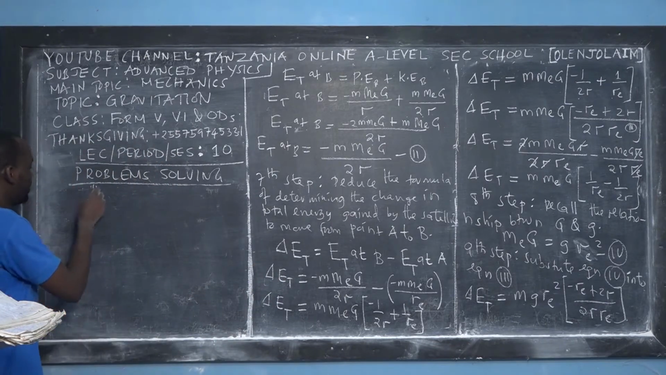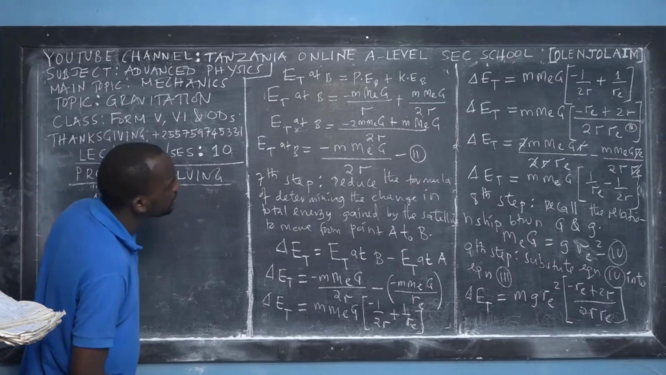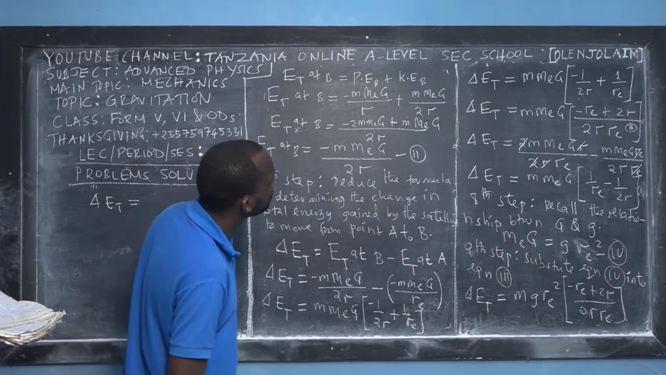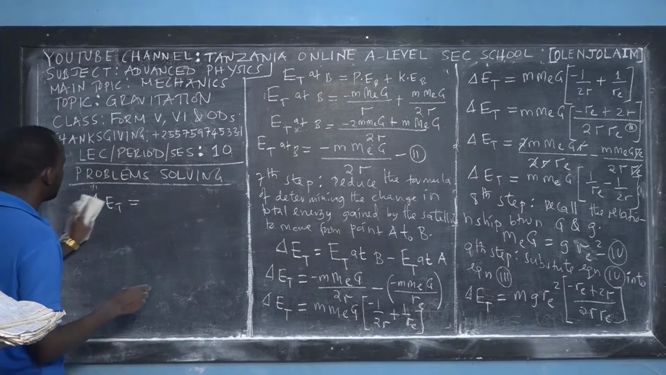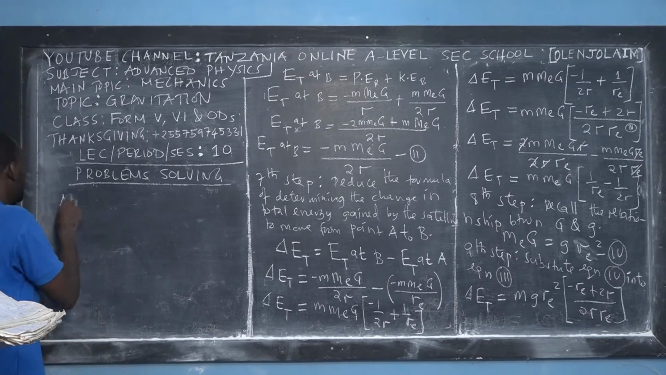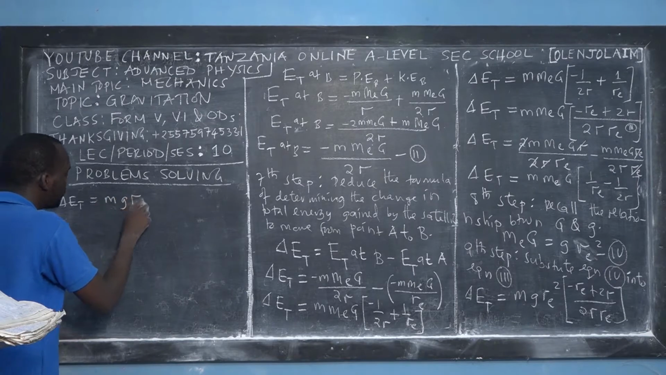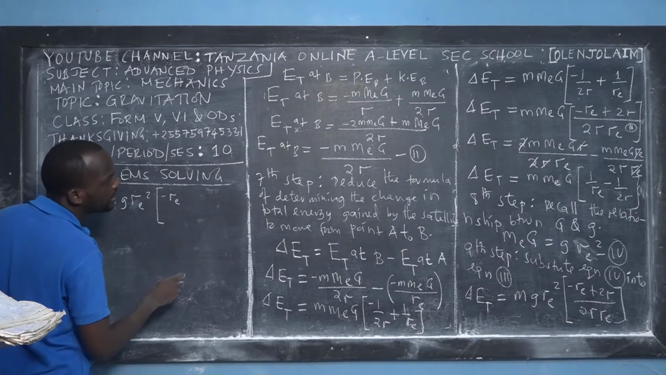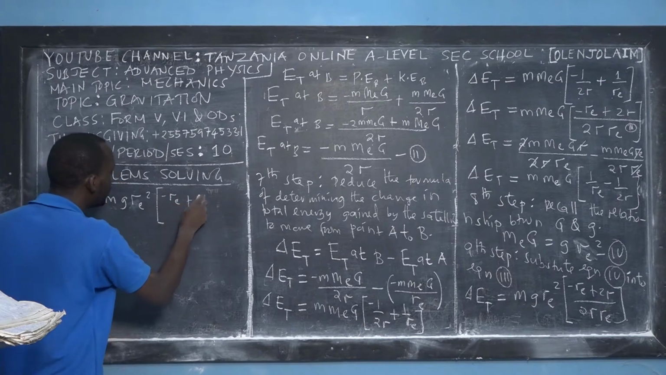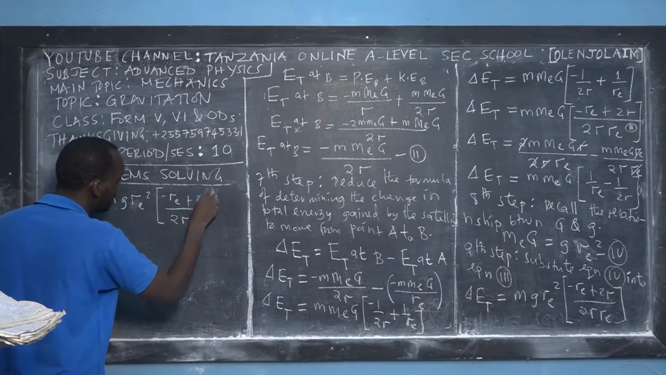Okay, so we say that change in total energy is equal to what? For that case, is there a negative? No negative 2, so there we have 2, okay, fine. So let me copy it. Change in total energy between the 2 points is equal to mass of the satellite times acceleration due to gravity, radius of the Earth squared, and then in bracket we have negative radius of the Earth, and then plus twice radius of the orbit, over twice radius times radius of the Earth.